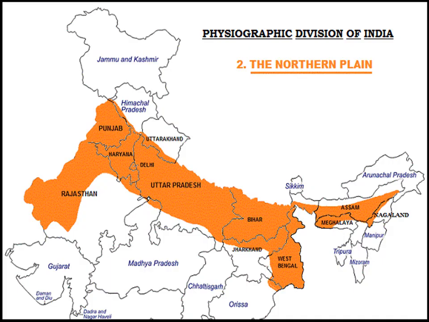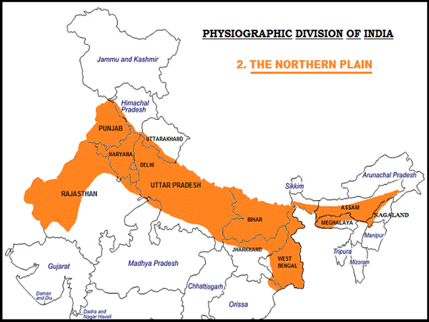Then we have the northern plains. The northern plains occupy the greater part of northern India. They lie towards the south of the northern mountains. It is a flat and leveled region, stretching from Punjab in the west to Assam in the east.